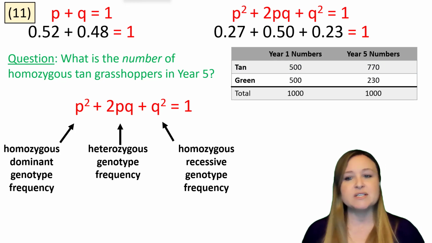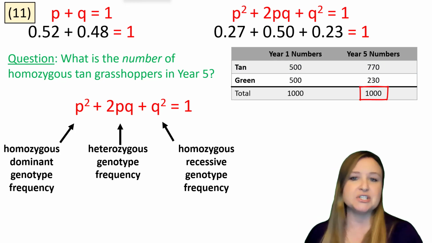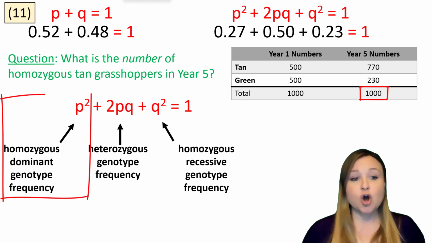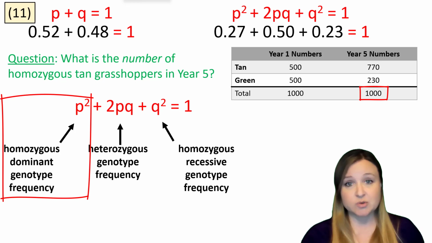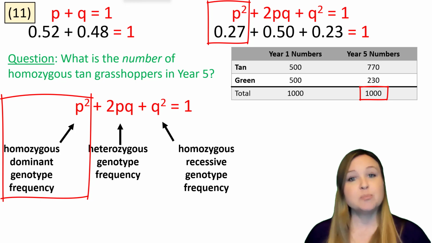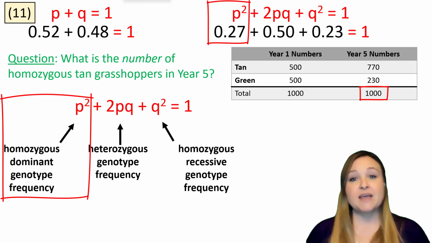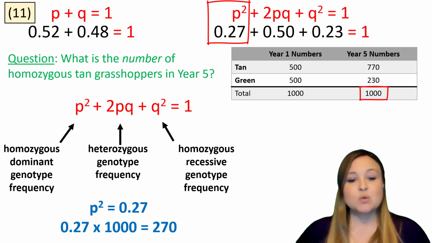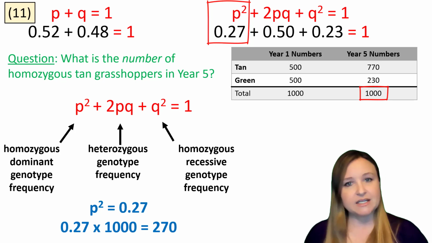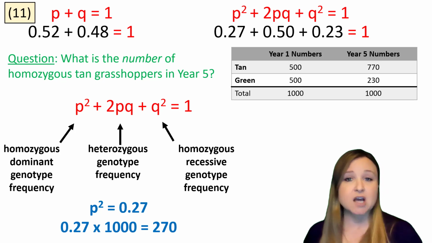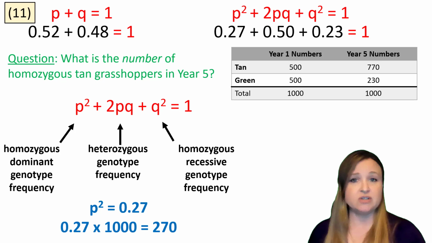To figure that out, you simply multiply the total population for that year by the frequency that you determined. We want to know the homozygous dominant genotype individuals, so we use the frequency for P squared. P squared is equal to 0.27. So we multiply the total by 0.27. 0.27 times 1,000, that's our total population for year 5, is 270. So 270 of those tan grasshoppers have the homozygous dominant genotype.